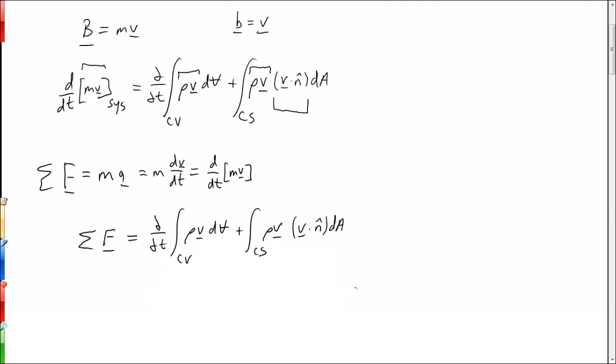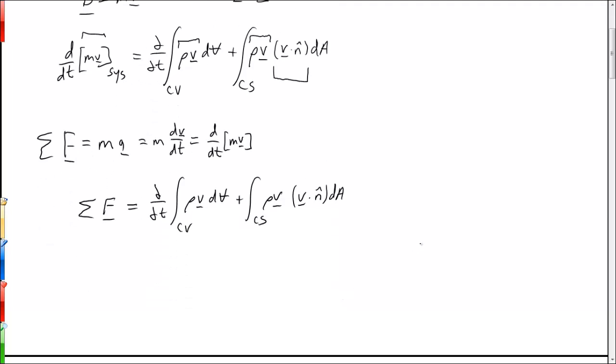Now, in general, we'll have many kinds of forces acting on our control system. And these can include gravitational forces, viscous forces, pressure forces, and then other special forces, magnetic forces, and such, if the case arises.